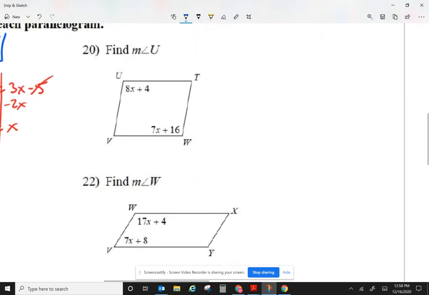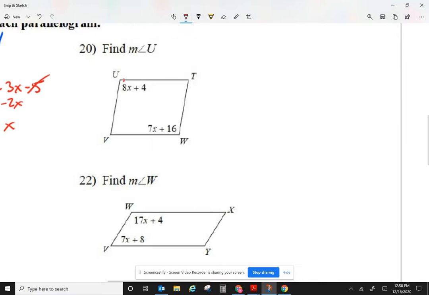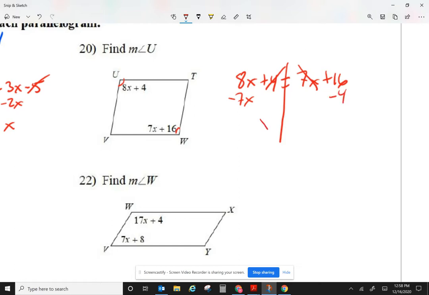Let's take a look at question number 20. Here I'm dealing with angles. These two angles are opposite from each other, so they're equal to each other. So I'm going to say that 8x plus 4 equals 7x plus 16. Let me move the smallest x, and let me move this 4 over. So I have that 1x is equal to 12.